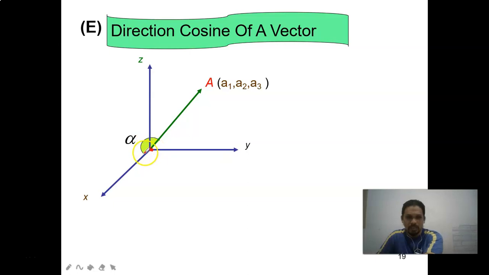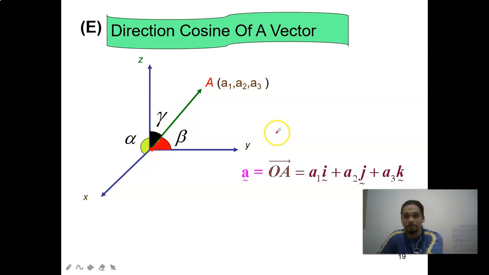Okay, this is what we call alpha, the angle from the x-axis to the vector OA, and beta represents the angle between the y-axis and the vector OA, and here gamma represents the angle between the z-axis and the line OA.